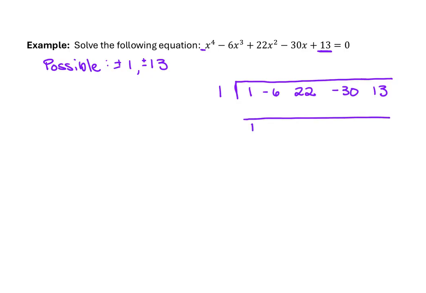Okay, we bring down our 1. We multiply, we get 1. Add, we get negative 5. Multiply, we get negative 5. Add, we get 17. Multiply, we get 17. Add, we get negative 13. Multiply, we get negative 13, and we have our 0. So I know that this is one of them.